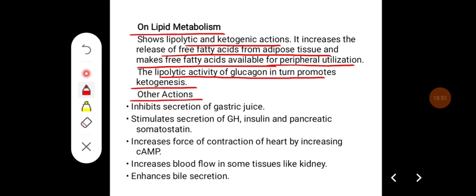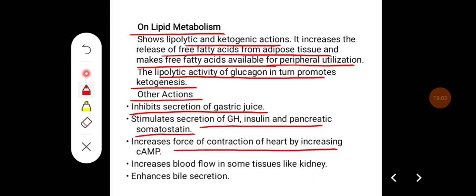Other actions of glucagon include: it inhibits secretion of gastric juice, it stimulates secretion of growth hormone, insulin, and pancreatic somatostatin. It increases the force of contraction of heart by increasing cyclic AMP levels. It increases the blood flow in some of the tissues like kidney. It enhances the bile secretion.